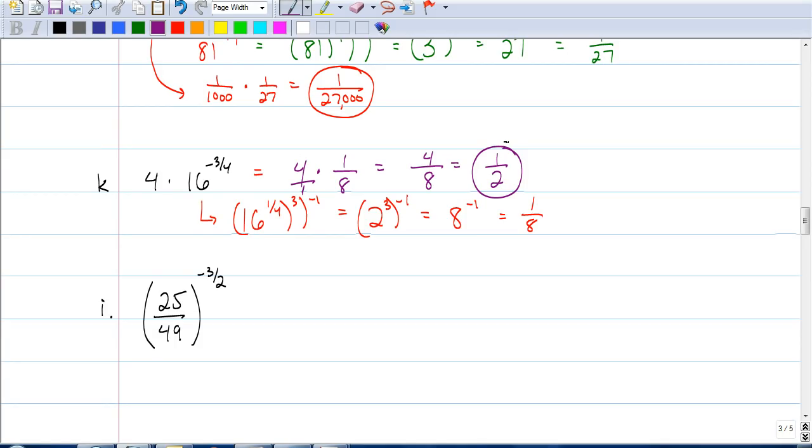And again, let's just review how to do one of these if you have a base that's a fraction. We break it apart into the root, the power, then the negative. So the root in this case would be the second root, raise to the third power, and then we apply the negative. So the second root of each of these would be 5 over 7.